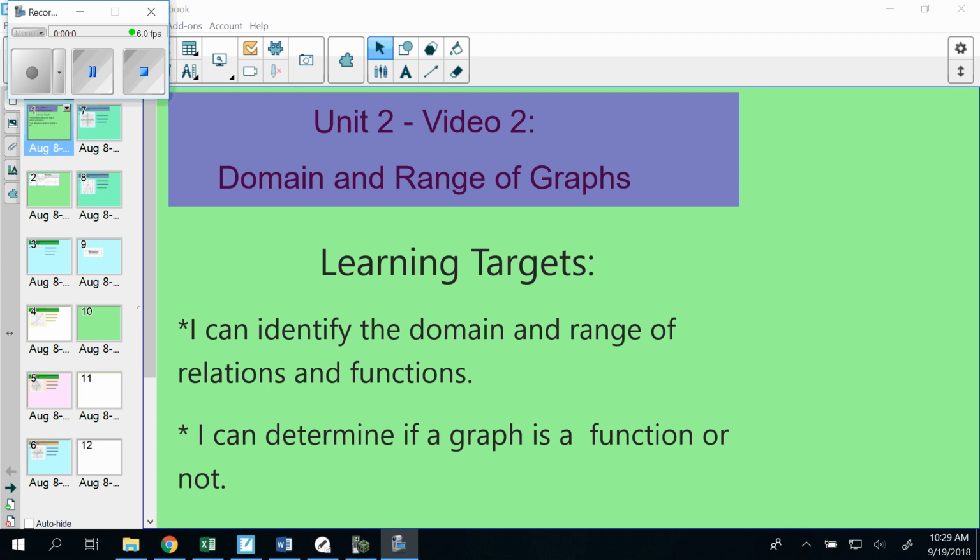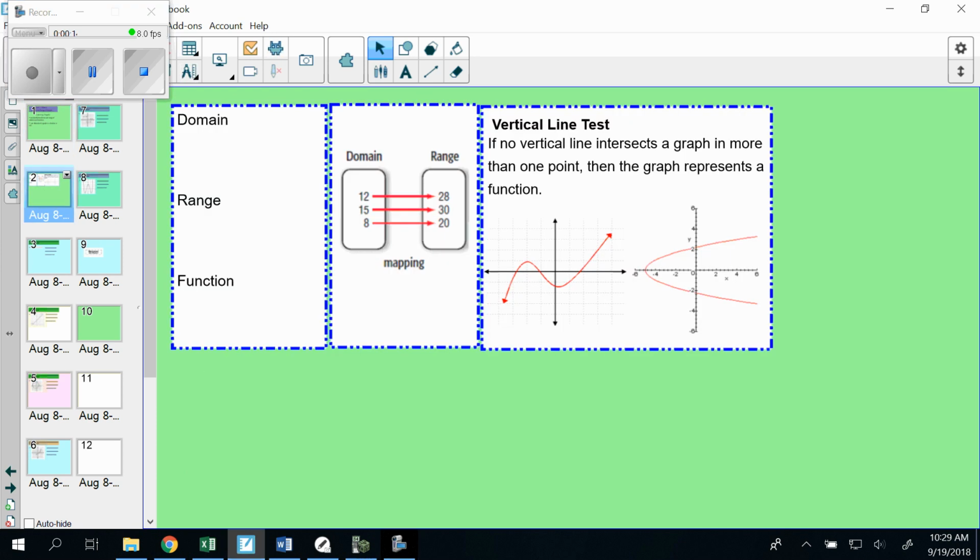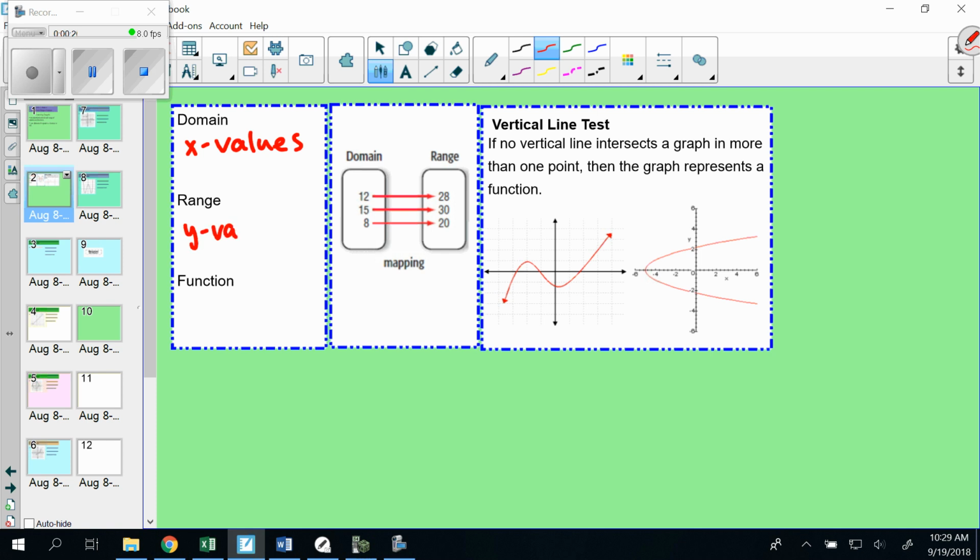All right, today with functions, we're going to look at domain and range. We want you to be able to identify what the domain and range for a relation in a function is and determine if a graph is a function or not. So domain, anytime you hear the word domain, that's talking about the x values for that relation or function. The range is then the y values for the relation or function.